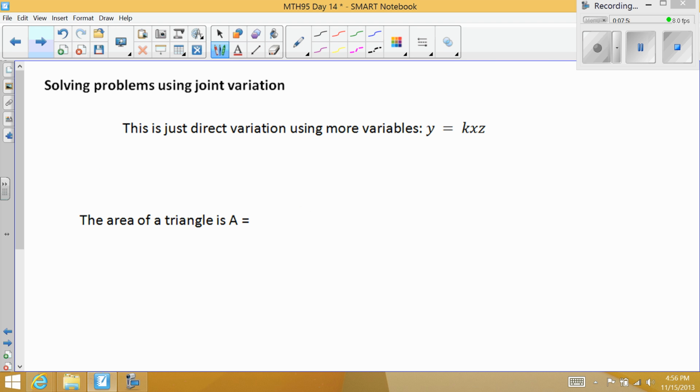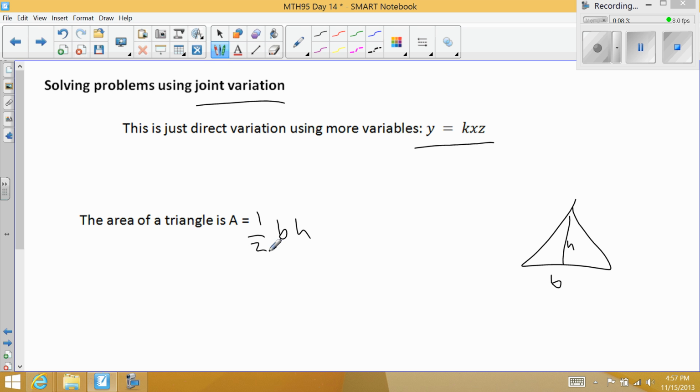Joint variation is direct variation using more variables. So something along the lines of y equals constant of proportionality k times a variable times another variable. And actually you've used this before. Do you remember the formula for the area of a triangle? Yes. Area of a triangle is 1/2 base times the height. This is an example of a joint variation problem.